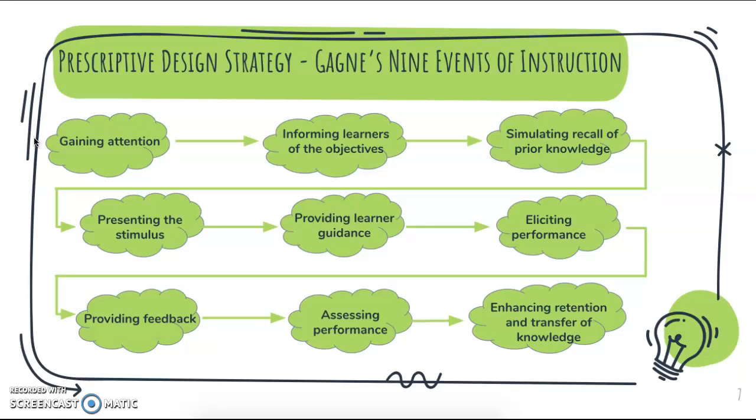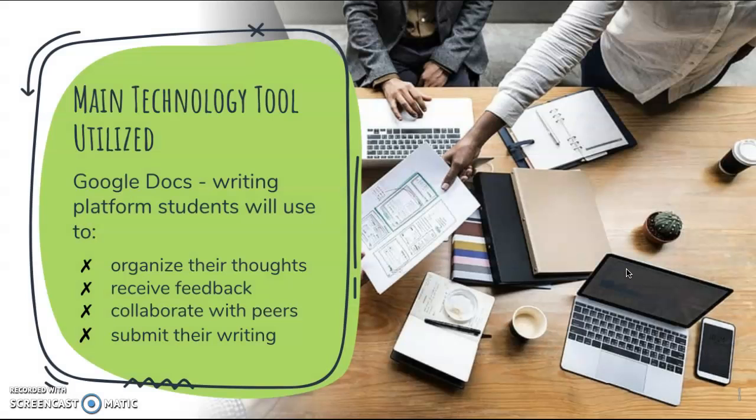So of course we're going through the 9 steps of gaining attention, informing learners of the objectives, stimulating recall of prior knowledge, presenting stimulus, providing guidance, eliciting performance, providing feedback, assessing the performance, and then finally enhancing the retention by transferring their knowledge to another project.